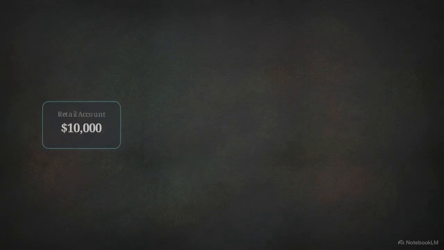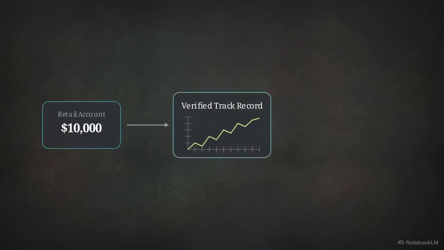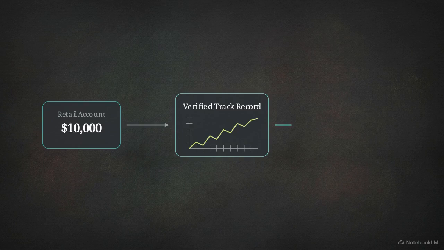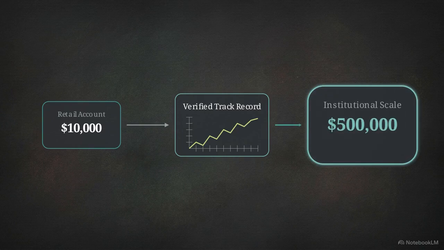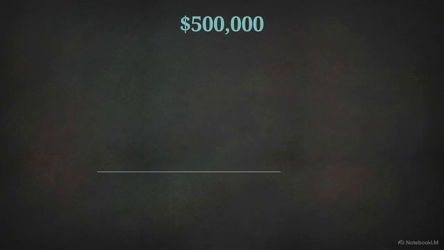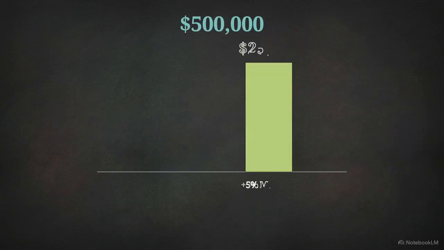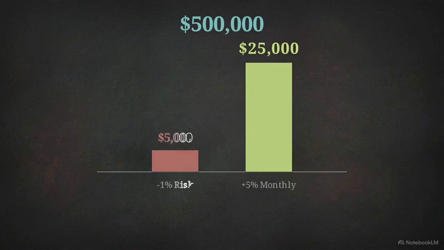When this process is repeated over hundreds of trades, it creates a verified track record. This data is the primary requirement for professional firms seeking traders to manage $500,000 accounts. At that level of capital, a 5% monthly return results in $25,000. The risk remains at 1%, but the professional scale changes the financial outcome.